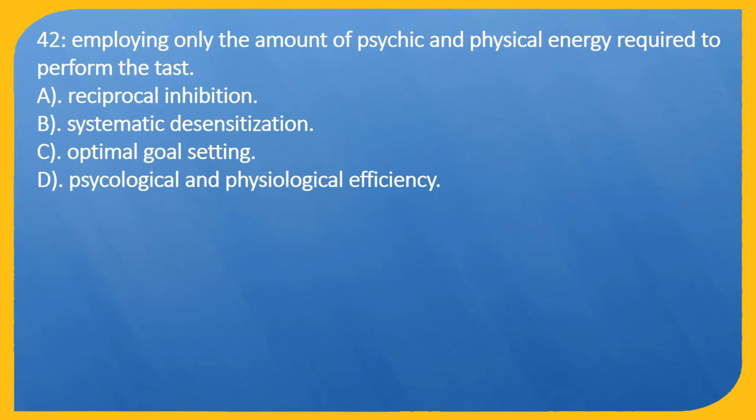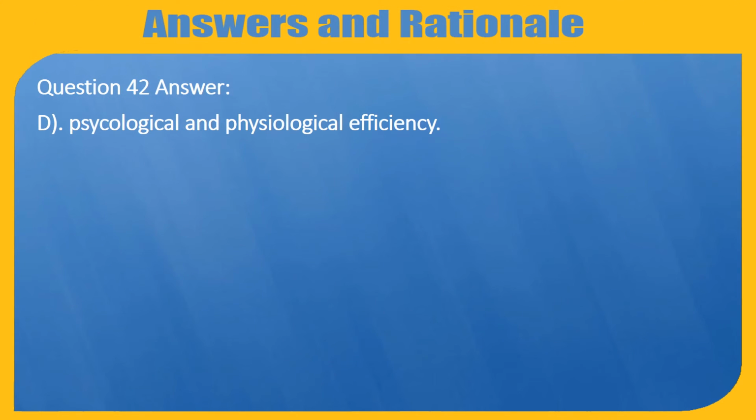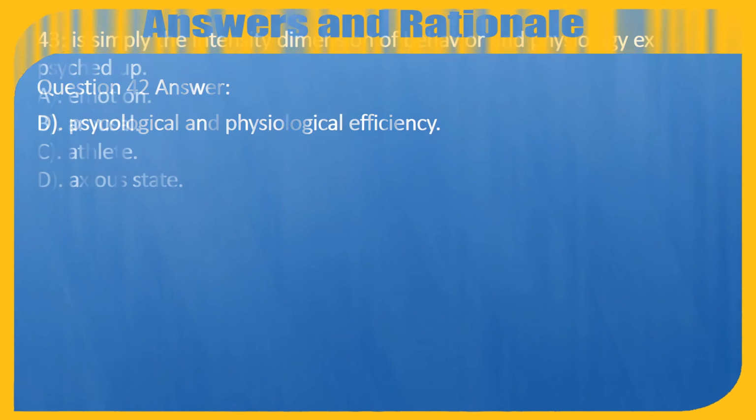Question 42. Employing only the amount of psychic and physical energy required to perform the task. A. Reciprocal inhibition. B. Systematic desensitization. C. Optimal goal setting. D. Psychological and physiological efficiency. Question 42. Answer. D. Psychological and physiological efficiency.